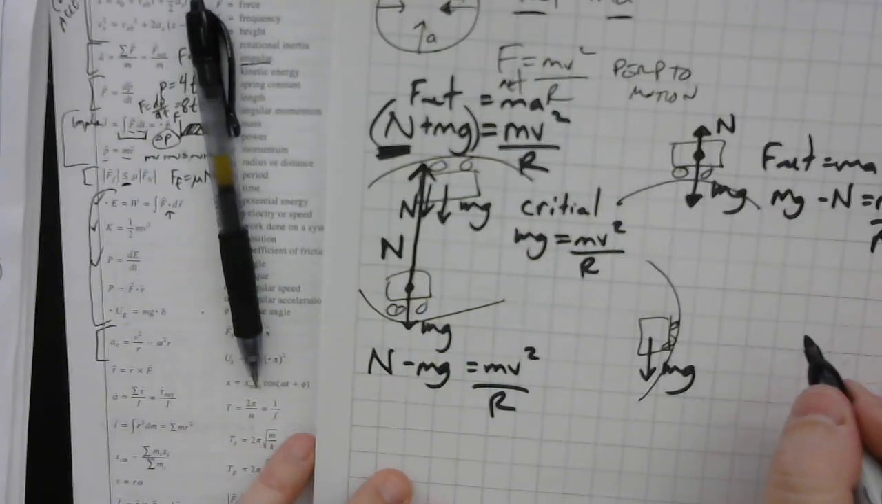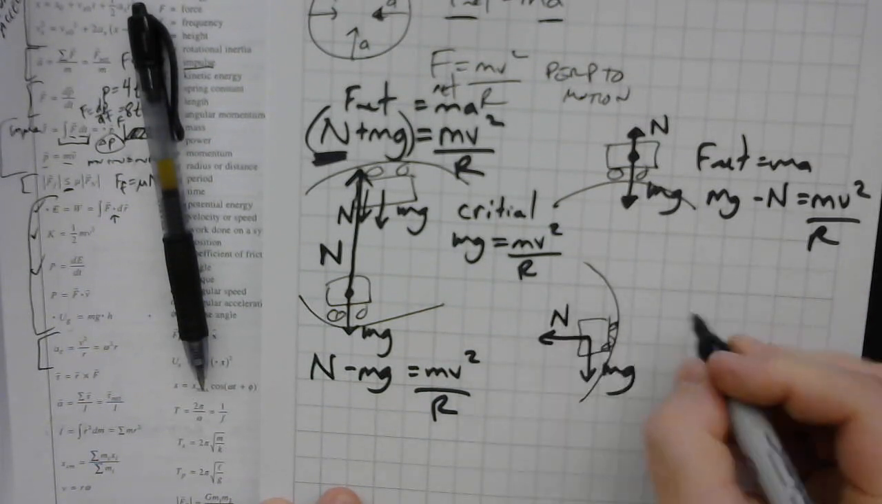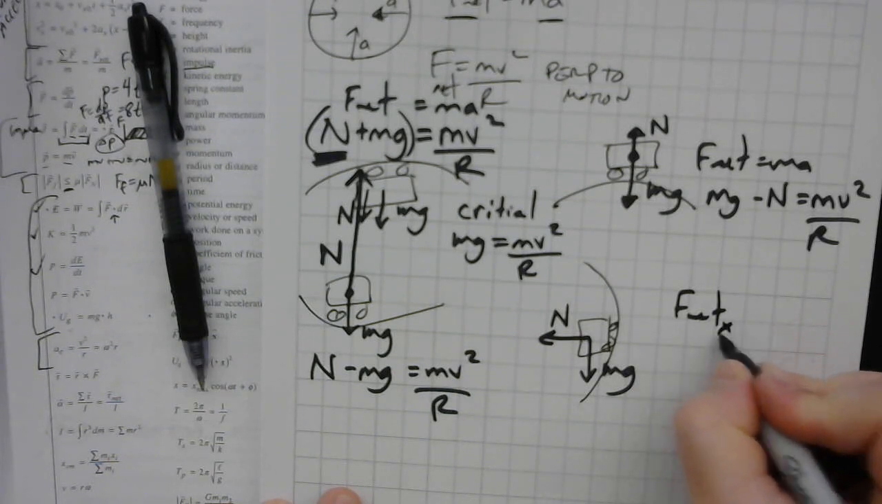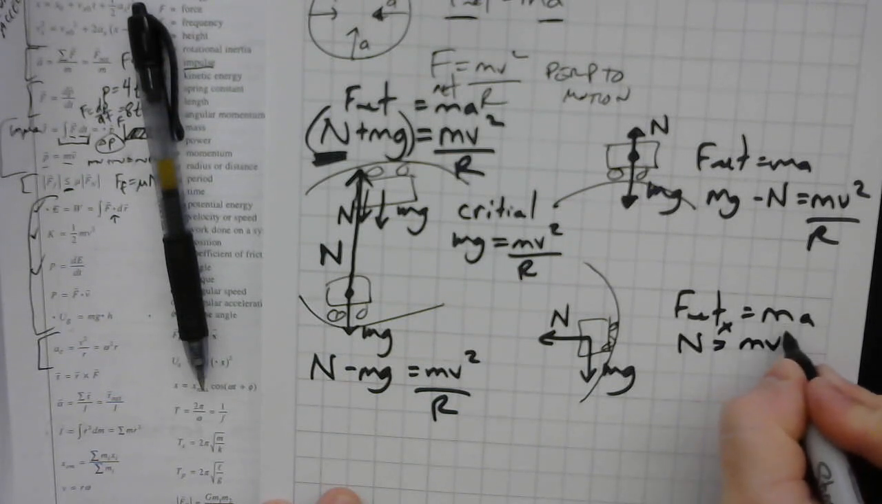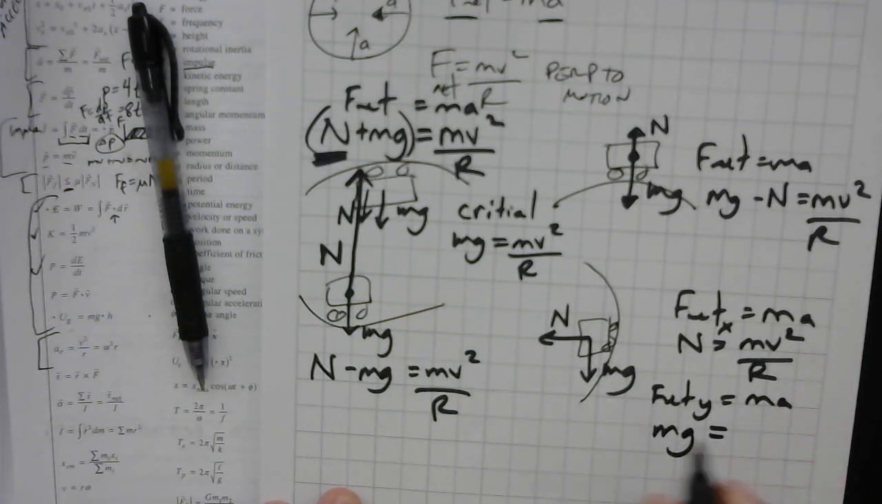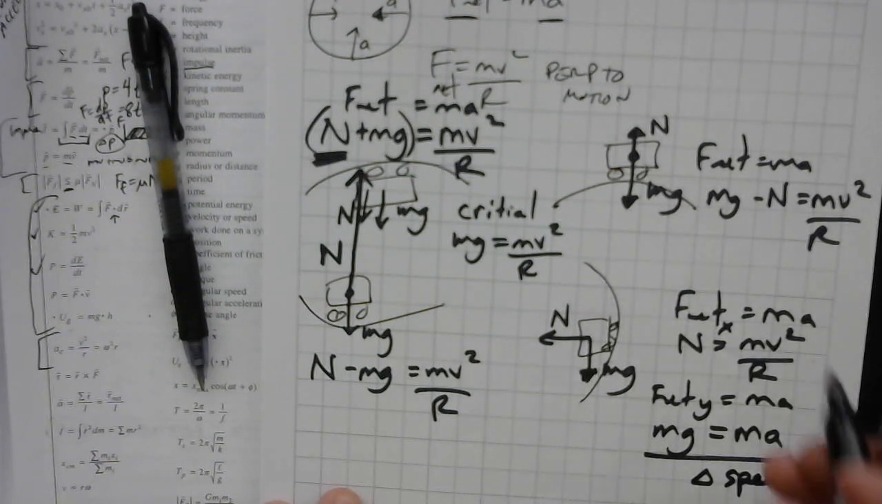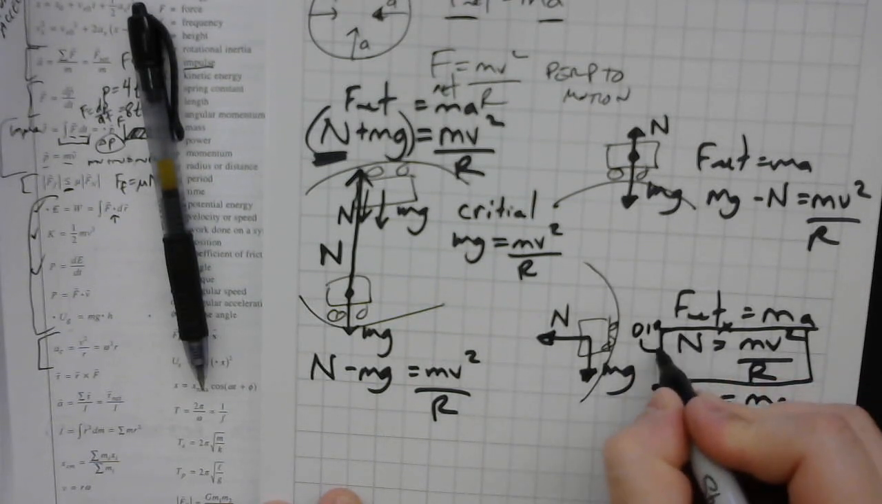Now lastly is this guy, where I have to have an F net towards the middle. So ready? The F net statement in the x direction equals ma, so normal force equals mv squared over r. But I also have to have an F net in the y direction that equals ma. What's my F net in the y direction? mg, but that is not centripetal, so we just leave it as ma. Okay, so this will be your acceleration which will be changing your speed. But this acceleration right here is going to be changing your direction. This one's all about direction right here.